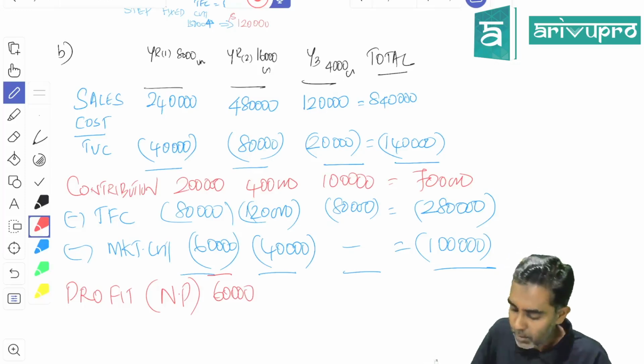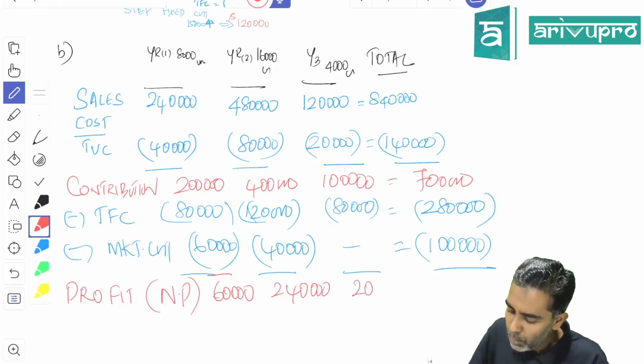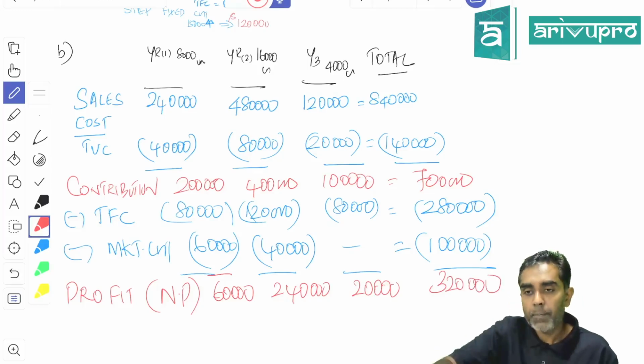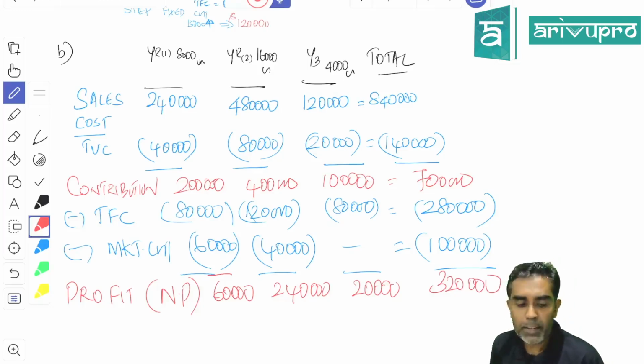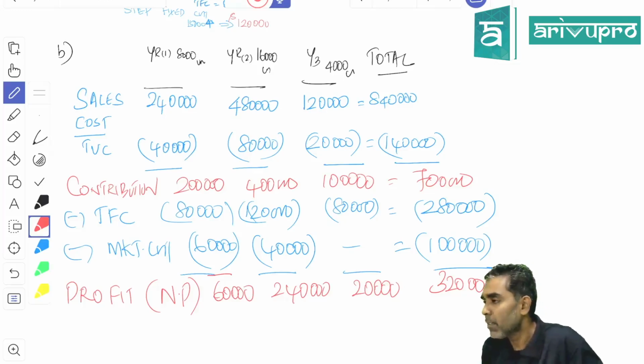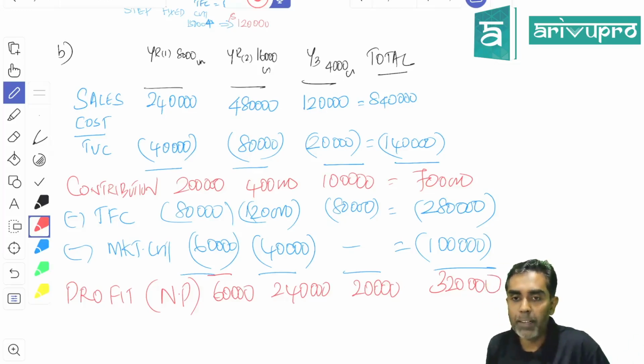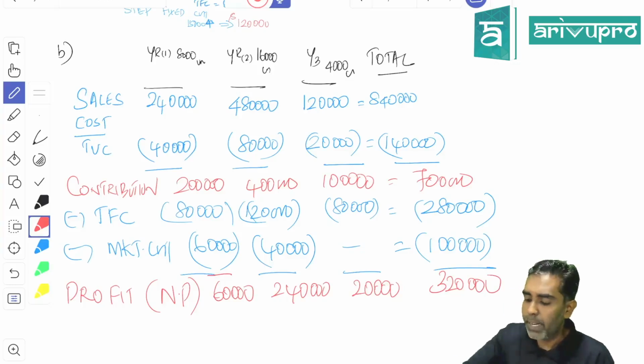Correct? 240,000. What is the profit for year 3? 20,000. Company profit 320,000. Clear? Is that understandable? Only for these calculations you can collect at least 5 marks, at least 5 marks out of 9. Quickly take down this answer.